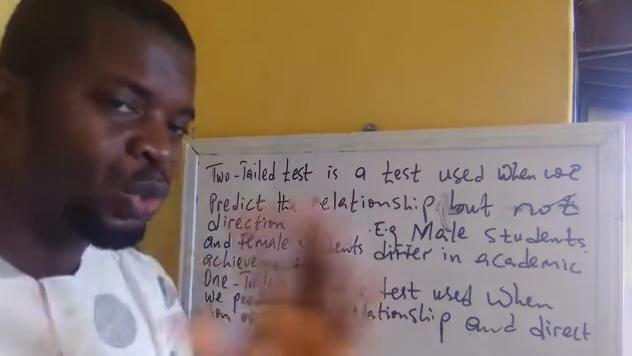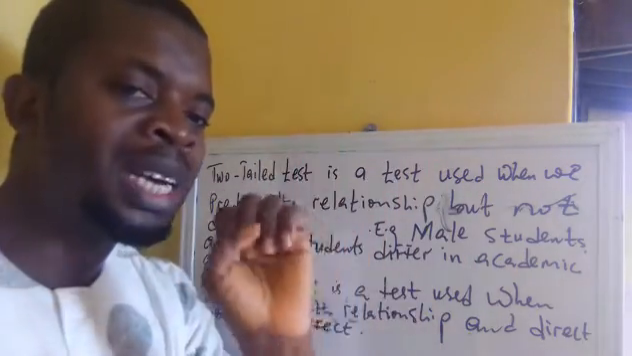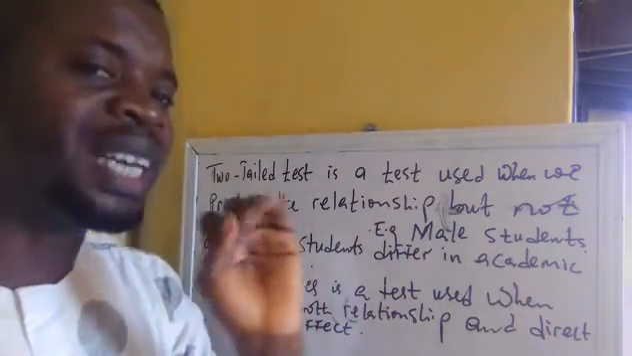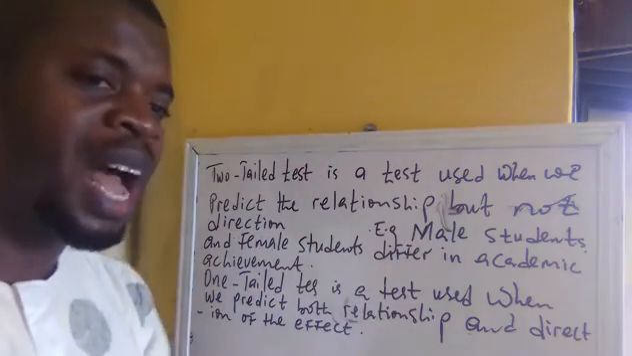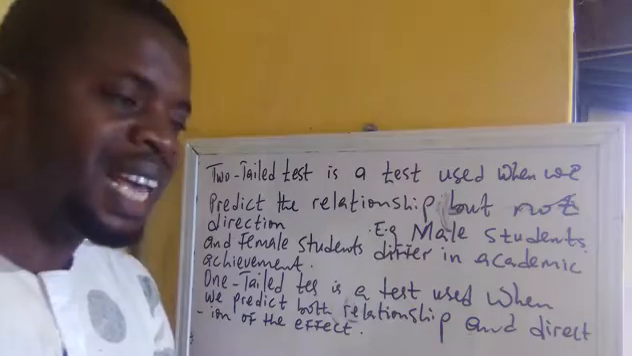So that is where we come to our two-tailed test. In a two-tailed test, we only talk about the relationship or difference. We only state the relationship or difference. It will not tell you the direction, whether A is better than B or B is better than A.